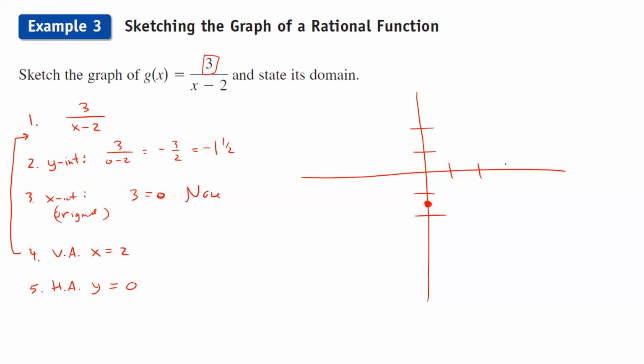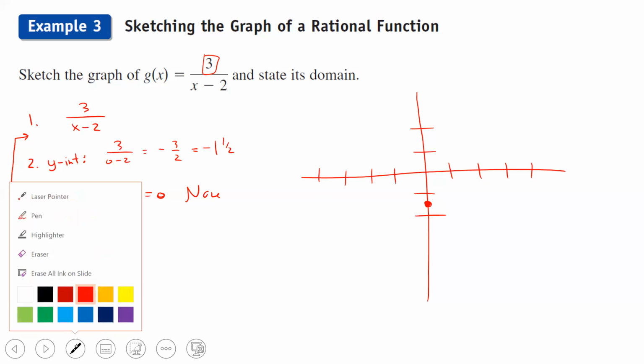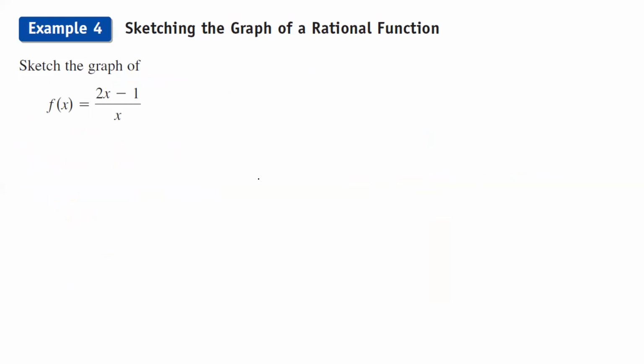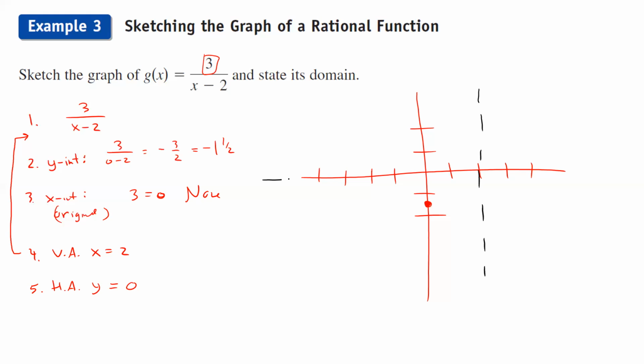So 1, 2, 3, 4. I'll go out 4 because there's nothing on here that has to go out further than that. So vertical asymptote at 2. I got this right here. And I have a horizontal asymptote that goes like this.